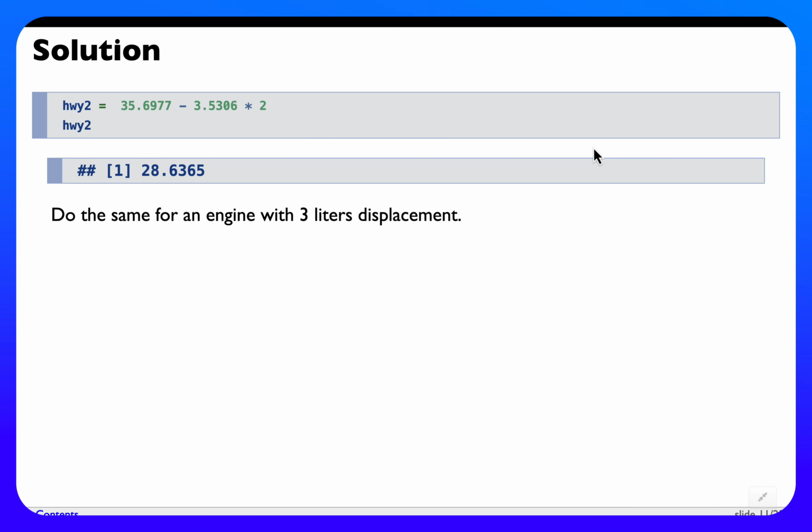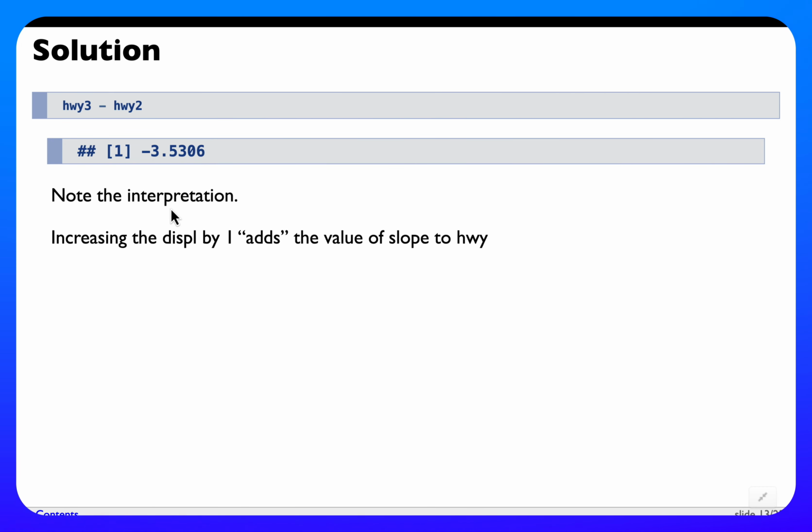Do the same for an engine with 3 liters displacement. Okay, stop the video, do it with 3 liters. Then I assume you've done that, so let's look. And now, here's highway3. Subtract highway2 from highway3, and you see that the difference between highway3 and highway2 is negative 3.5306. That's a familiar number, right? That is the value of the slope.